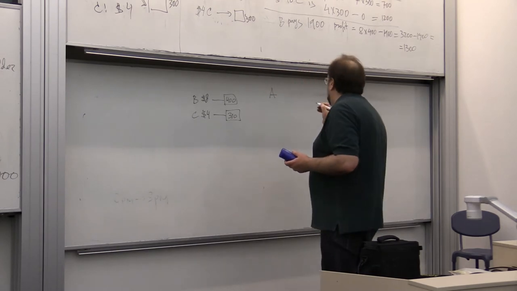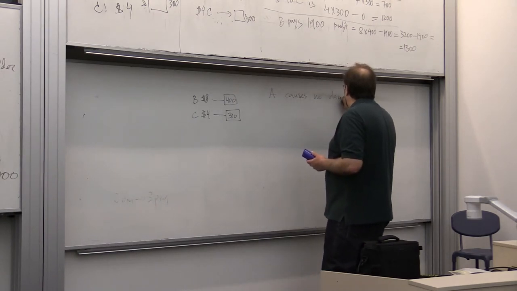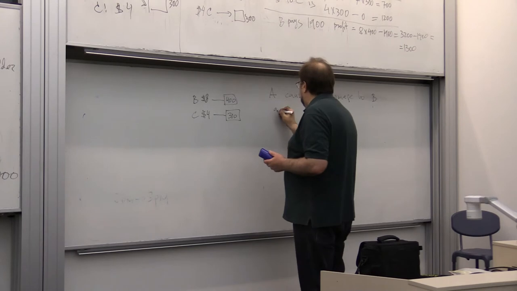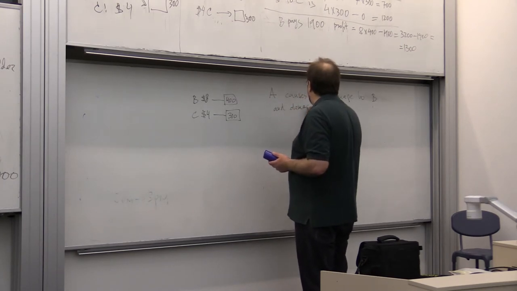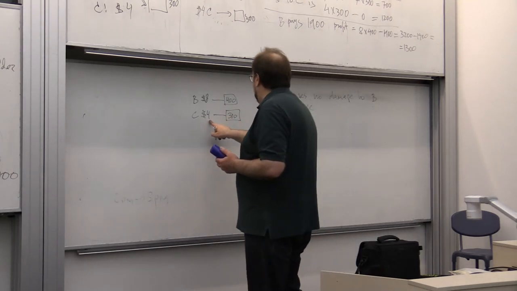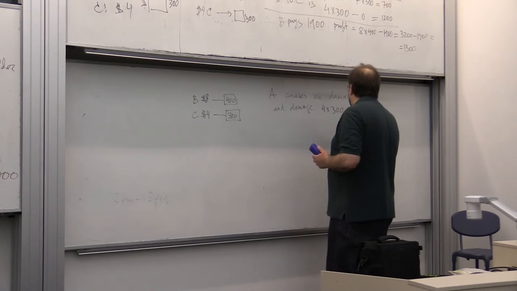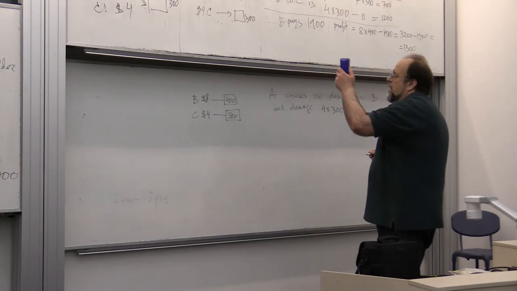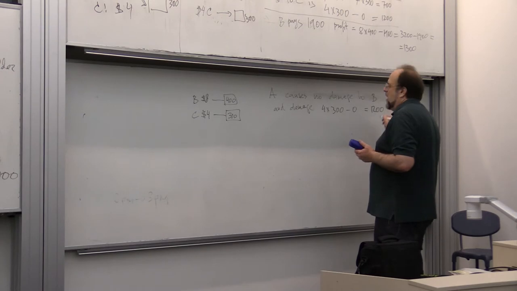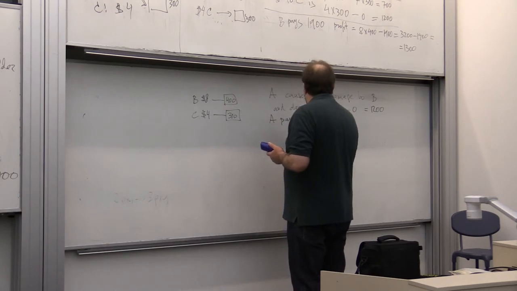So A causes no damage to B, and damage to C is what? It's 4 times 300 minus 0, because with A present, C doesn't get anything. So this is 1200. So A pays 1200.